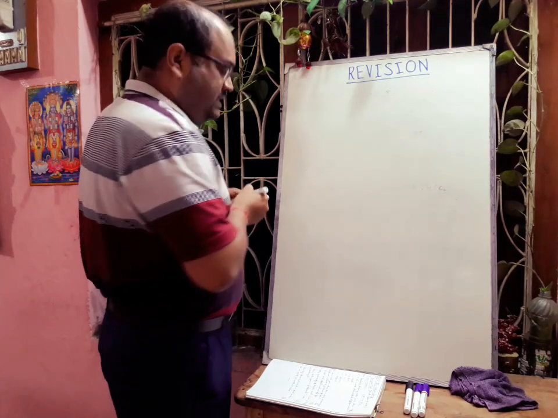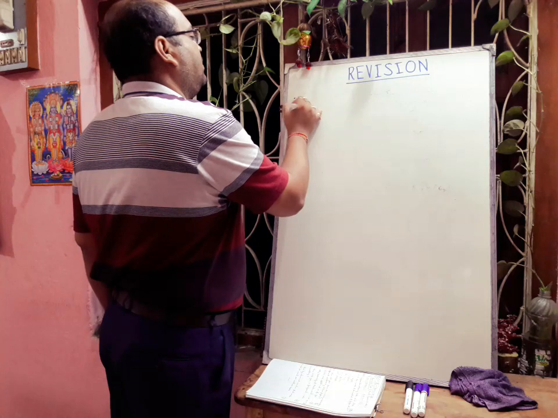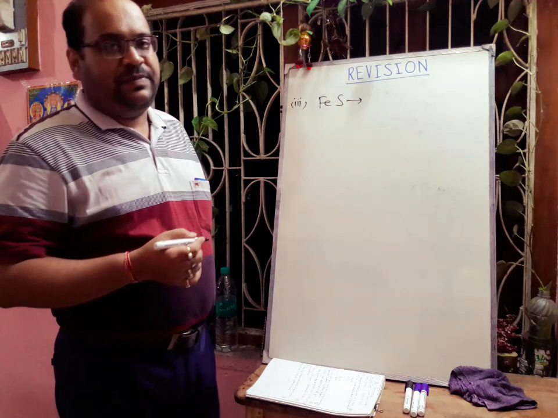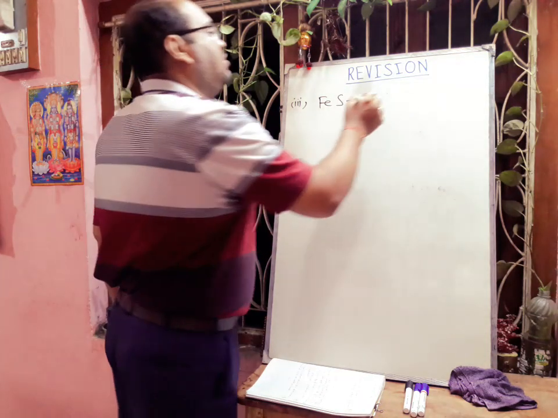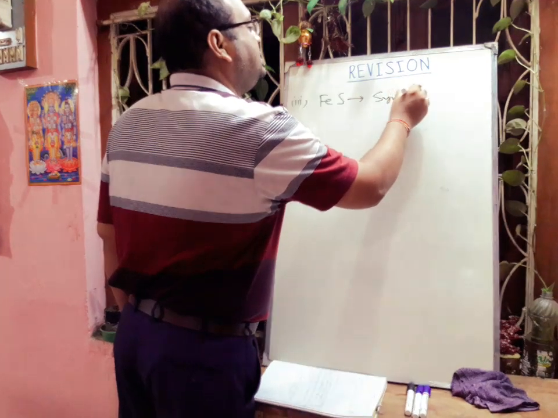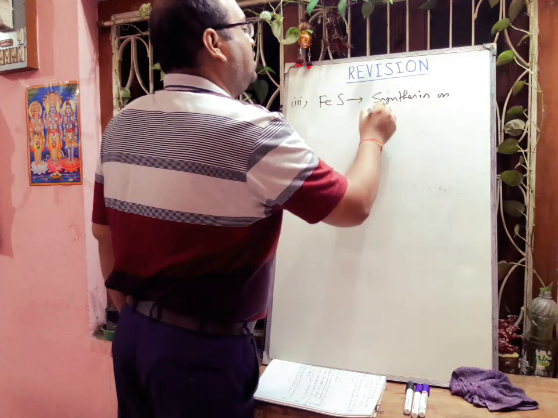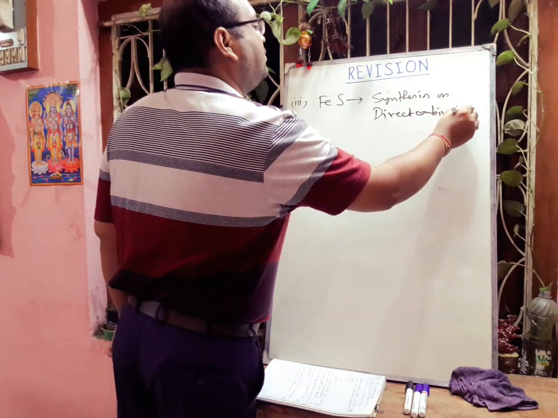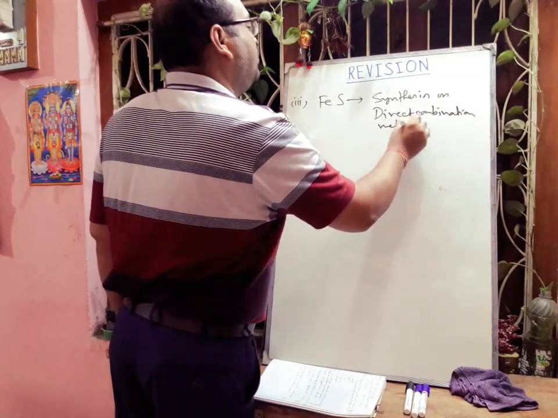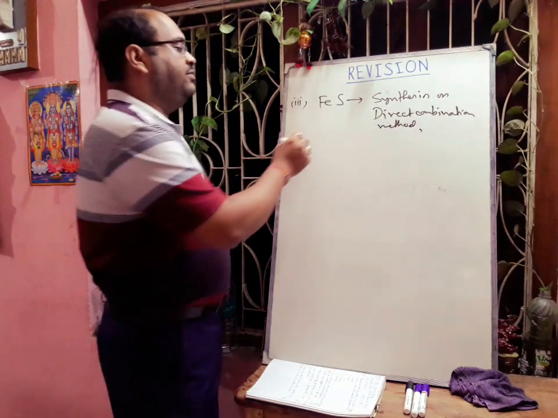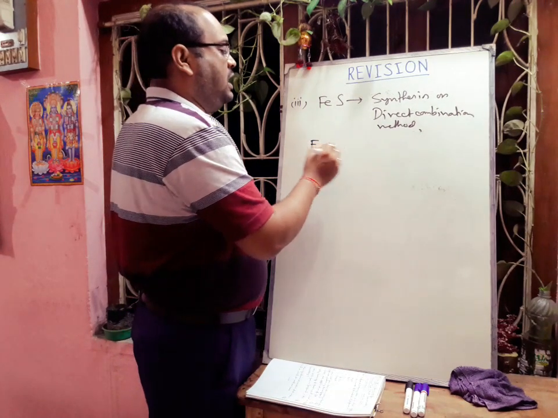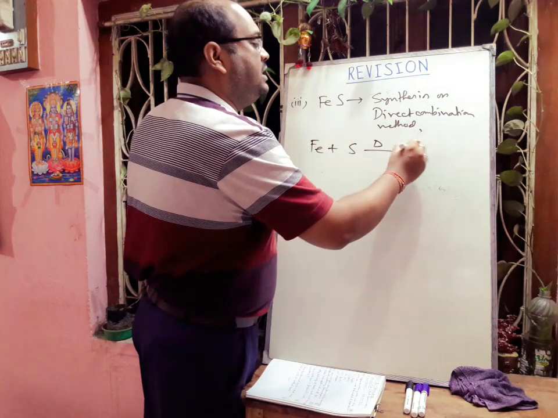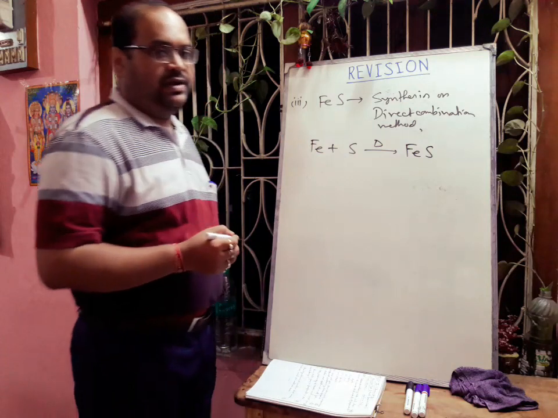Next, question number 3 is ferrous sulfide. Generally it is prepared by direct combination method or synthesis method. We know it is a grey type of solid. If we take iron dust and sulfur dust and apply heat, there will be direct combination and formation of ferrous sulfide. So this is the best method.